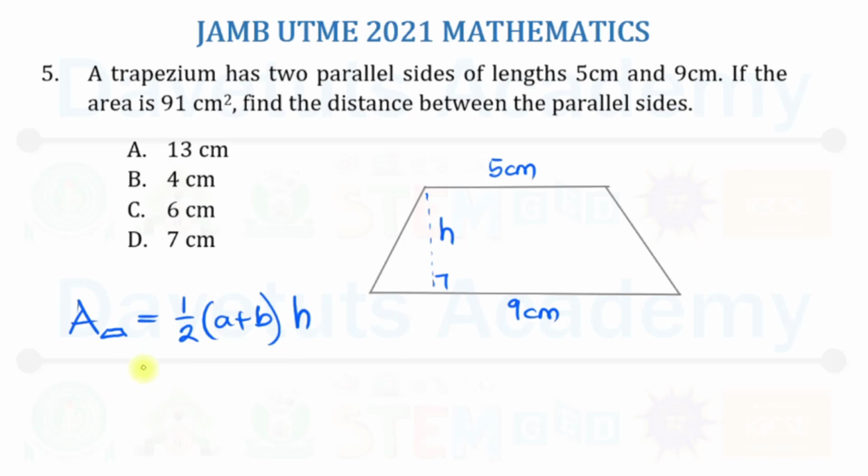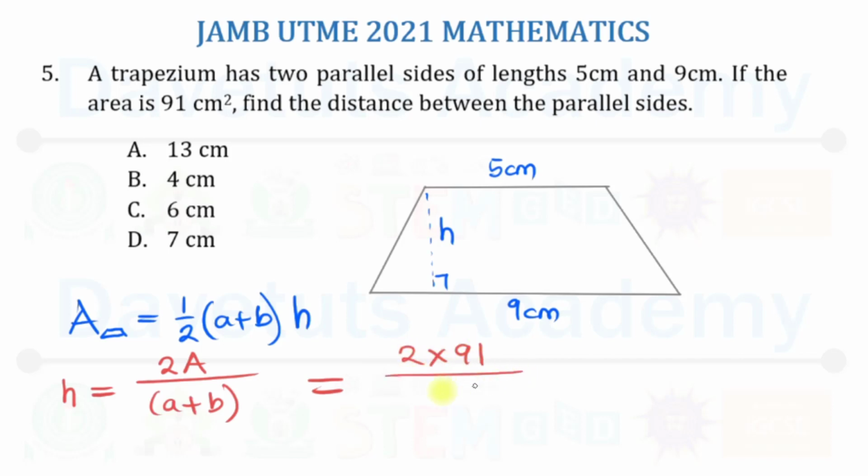As a rule of thumb, students, you don't need to plug in values and try using your calculator. You can make it a rule of thumb to just put the unknown as the subject of the formula. In this case, if you cross multiply, these two will go to meet the area, and so you have 2 multiplied by the area and then over the sum of the parallel sides. So now your work is quite simple. You can now input the values. What's the area that we're given? 91 centimeters squared.